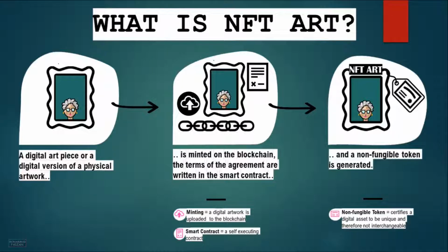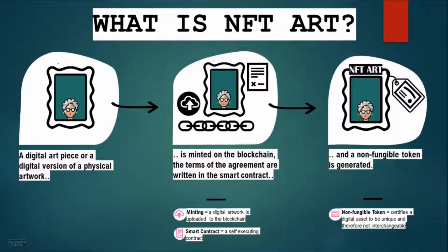After uploading on a platform where we sell our NFT, for example Opensea.io, Nifty Gateway, and Foundation, these are all websites where we can sell our NFT artwork. You can see here the word minted. Minted means it is minted on the blockchain. The terms of the agreement are written in the smart contract. So uploading a digital artwork to the blockchain is called minting. And a smart contract is a self-executing contract.